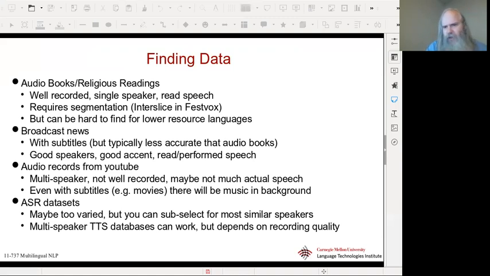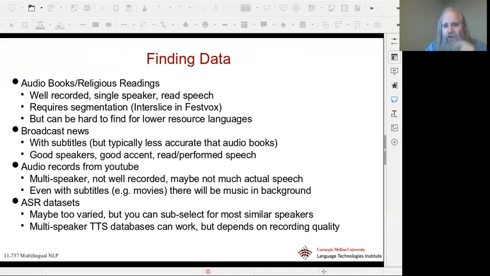Well, audiobooks and religious readings, Bibles, Quran are pretty good. They're usually pretty well recorded, single speaker. It's read speech, so this is probably the best type of speech for building text-to-speech. It requires segmentation into an utterance by utterance form. We have tools that allow you to do that. It can be a little hard depending on the quality, but it sort of works.